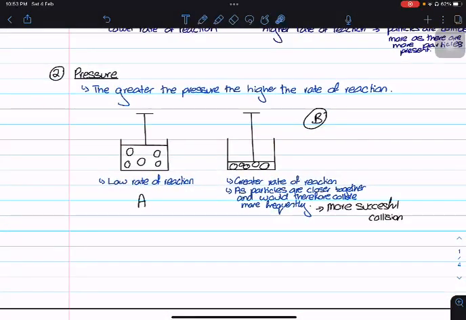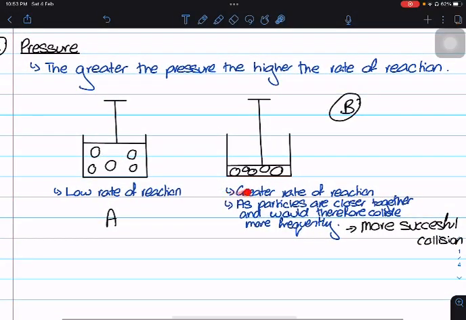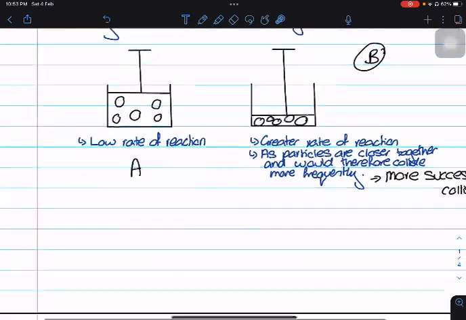Number two, we'll talk about pressure. The greater the pressure, the higher the rate of reaction. This is because when there is greater pressure, as seen in situation B, particles are way closer together, and this forces them to collide more. When they collide more, there's a higher chance of successful collisions, and therefore the rate of reaction would increase as there would be more successful collisions per second.